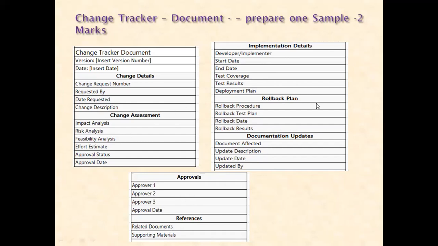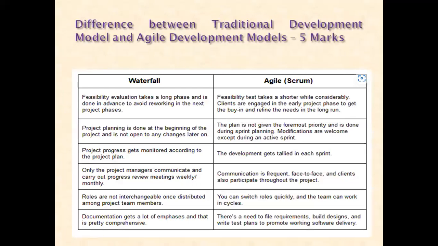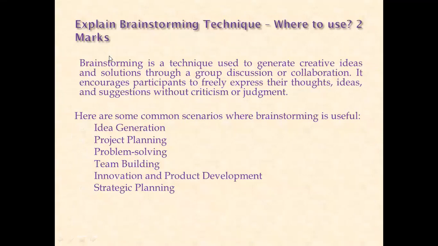Clear? Then what's the difference between Waterfall and Agile? It's a very basic theory-based question. Again, I'm talking about the Waterfall differences and the Agile differences. Clear? Explain the brainstorming technique and where to use it, because brainstorming is to generate ideas by asking questions in a group. This is very useful when you want to generate ideas for your project planning and so on and so forth. Okay.